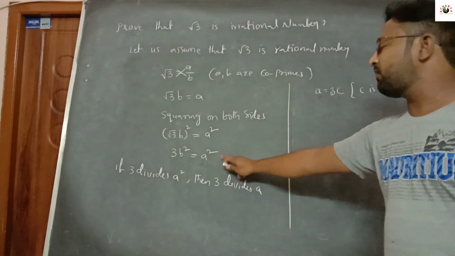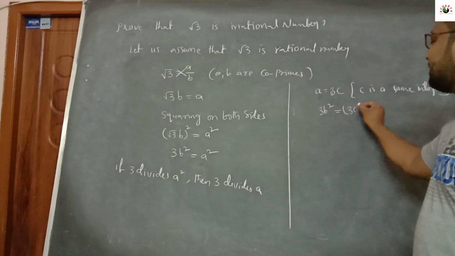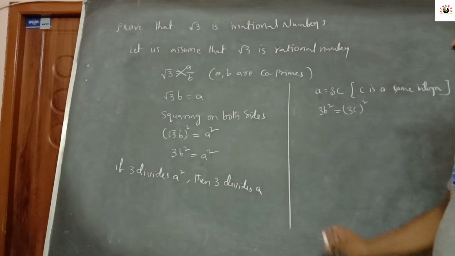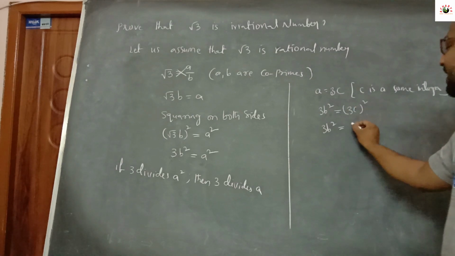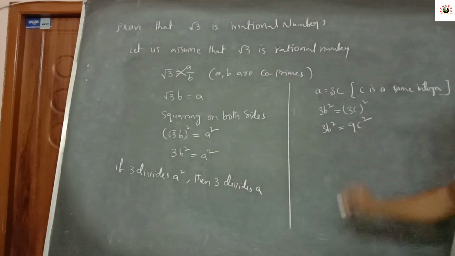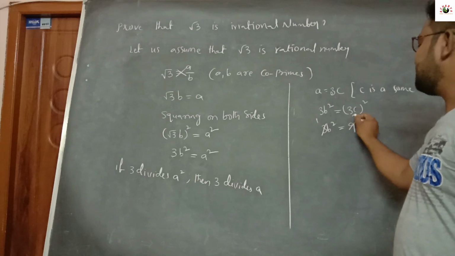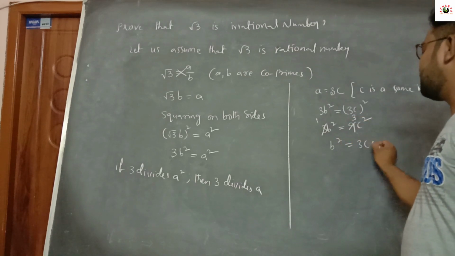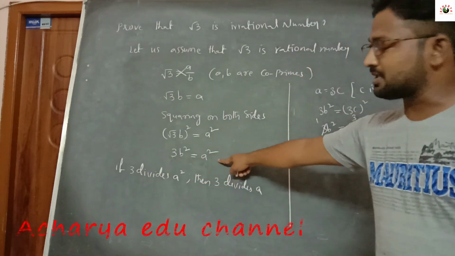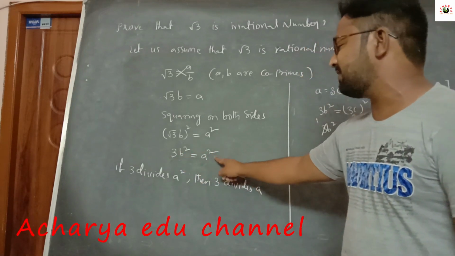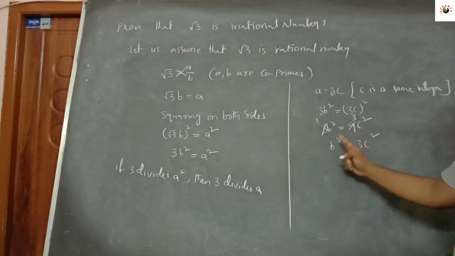Now substitute 3C in the place of A. 3 B square is equal to 3C whole square, which is 9 C square. Now 3 ones are 3, 3 threes are 9, so B square is equal to 3 C square. According to the previous theorem, if 3 divides A square then 3 divides A. Here also, if 3 divides B square, then 3 divides B.